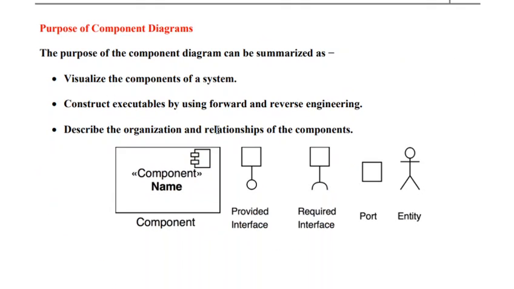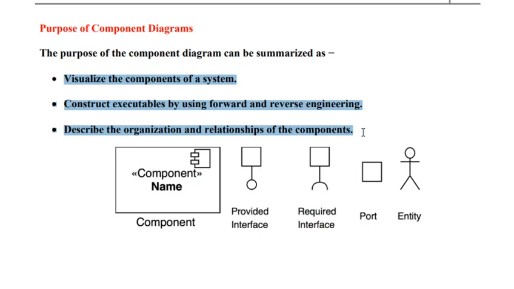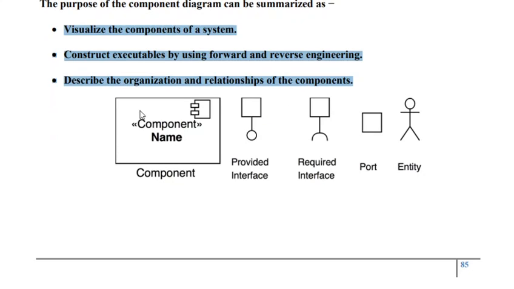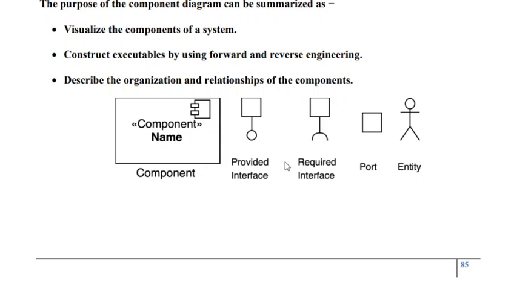Now, what is the purpose of the component diagram? The very purpose of the component diagram is to visualize the various components of the system, construct executables by using forward and reverse engineering, and describe the organization and relationship of the various components. We have notations for representing various aspects of the component diagram. We have component, provides interface, requires interface, port, and entity. These are the notations that are used for creating component diagrams.